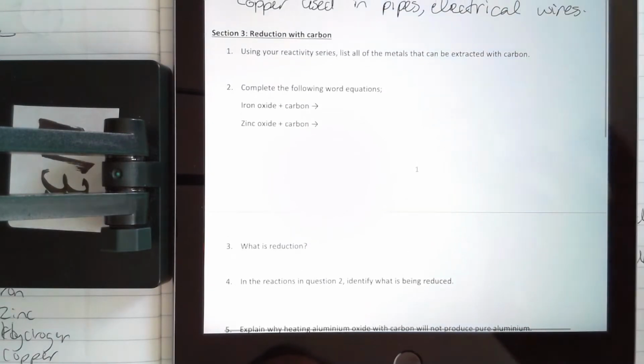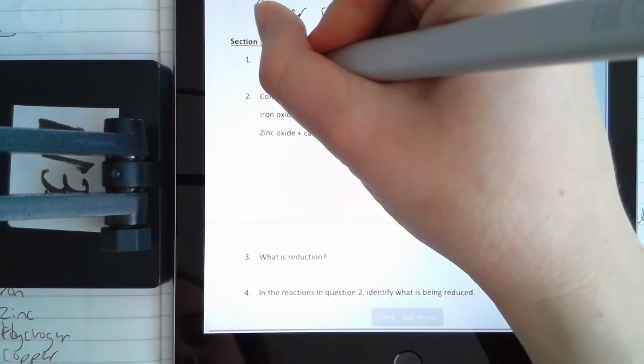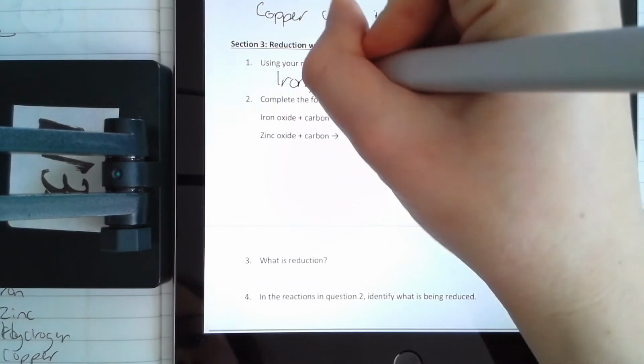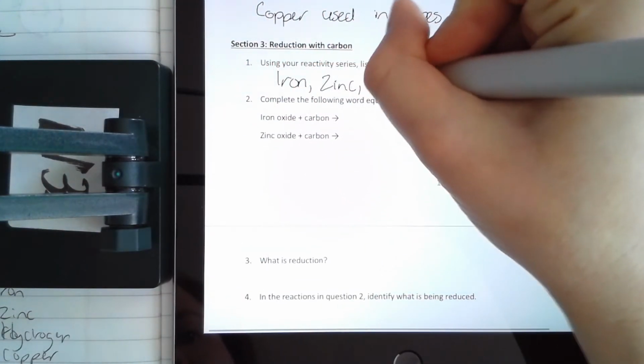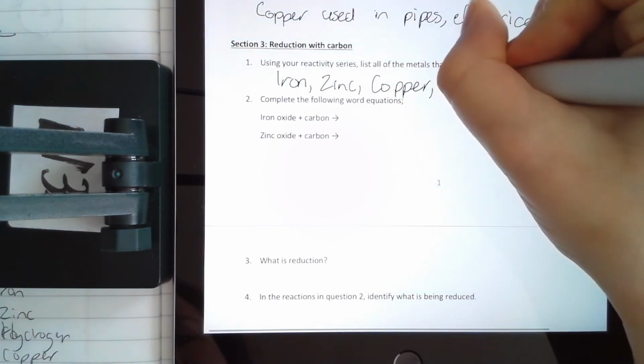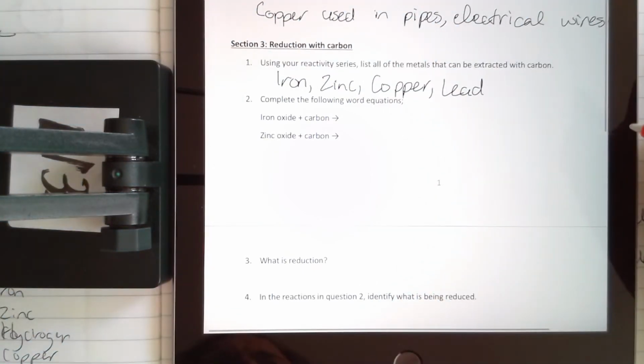How are we going to do this? All right, I'll go through the different methods of extraction. First one, reduction with carbon. Using your activity series, list all the metals. Every metal below carbon can be extracted. So I'm going to have iron, zinc, copper. I think I might have lead also on your reactivity series. If I do, you can include that. I'm not going to include silver and gold. I don't need to extract them. They're unreactive. They're going to be found as pure metals. So any of those answers are acceptable.